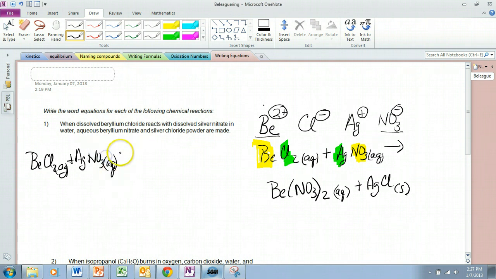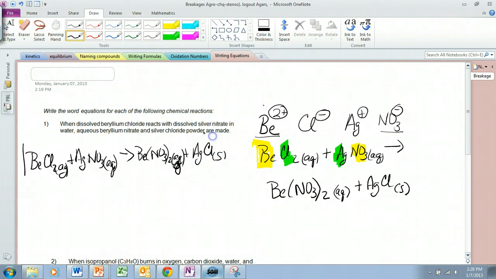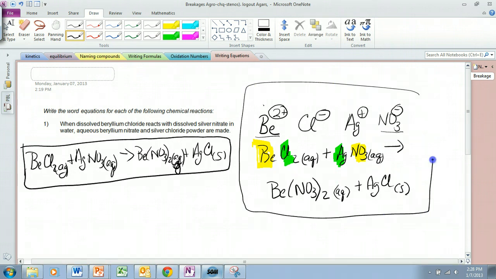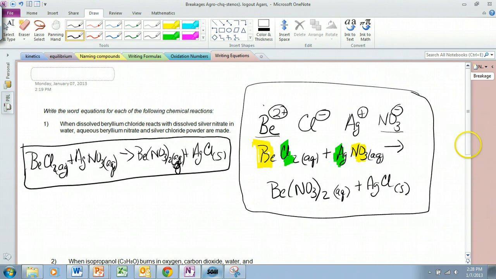AgNO3 Aq yields Be(NO3)2, which is still aqueous, plus AgCl, which is a solid. And so that would be my answer right there. This work that I have over here is simply scratch work so that you could follow what I was doing.